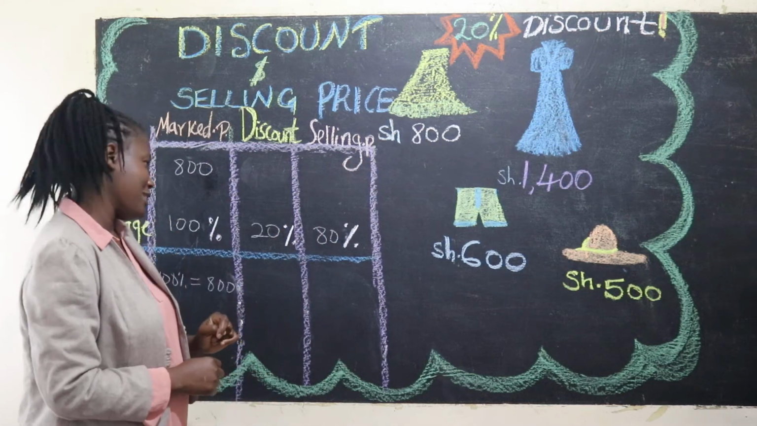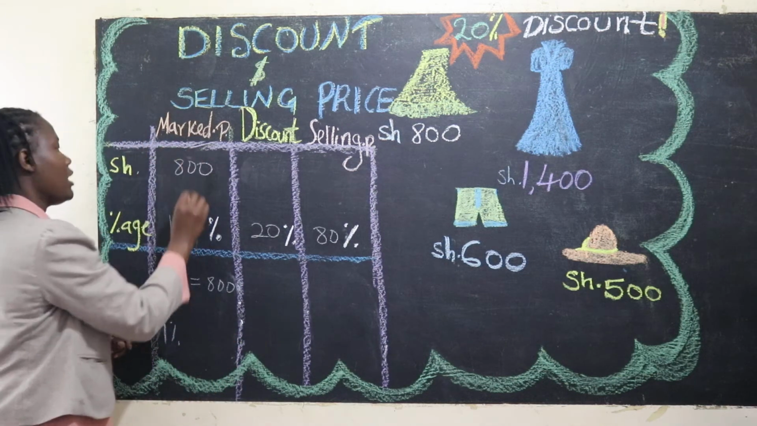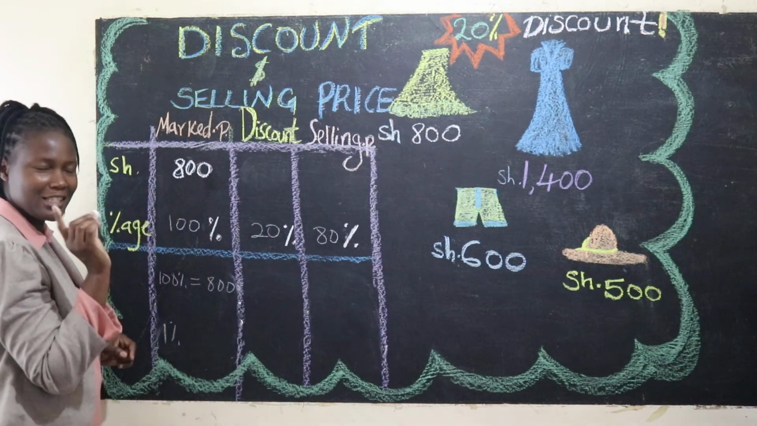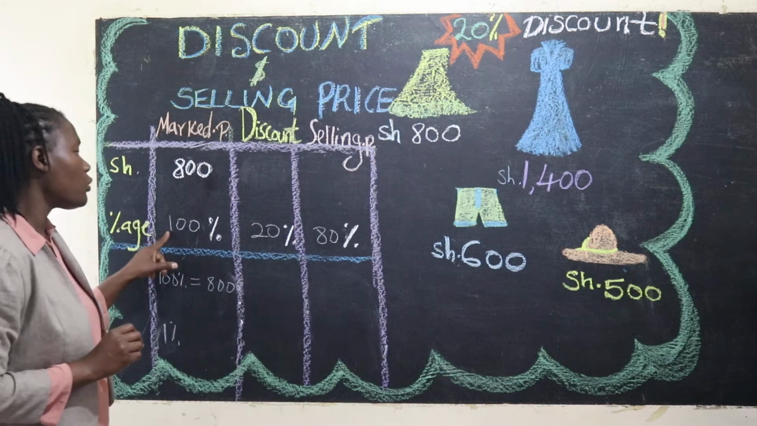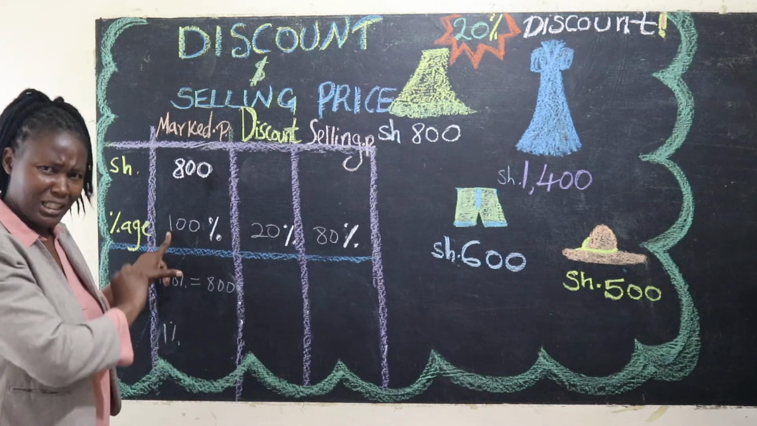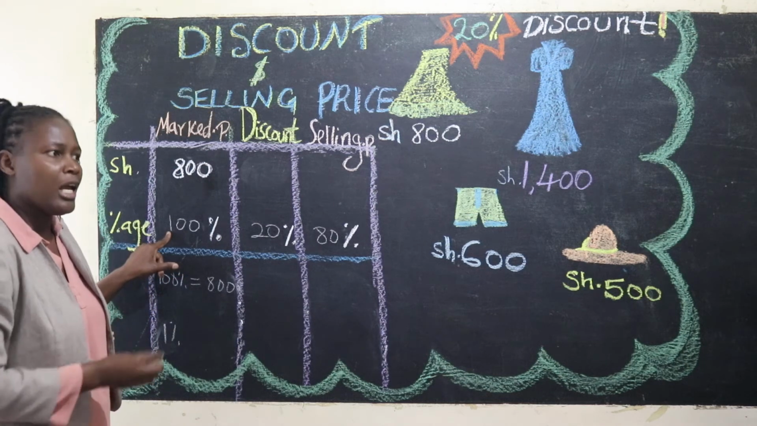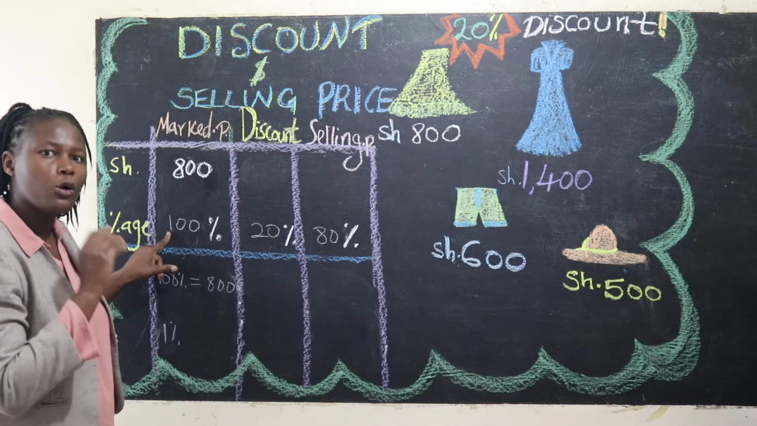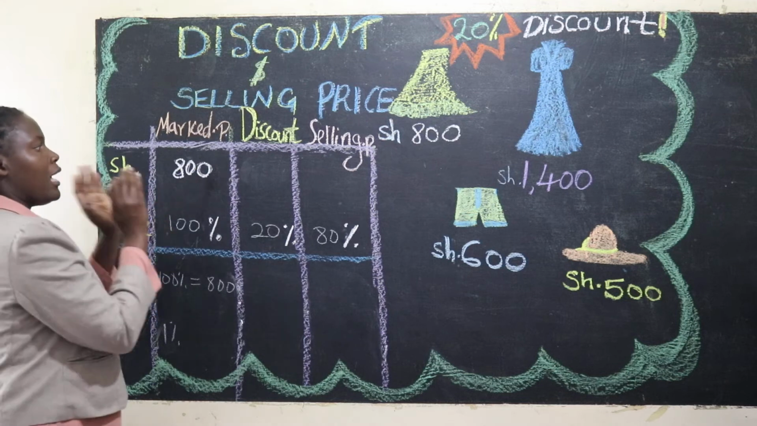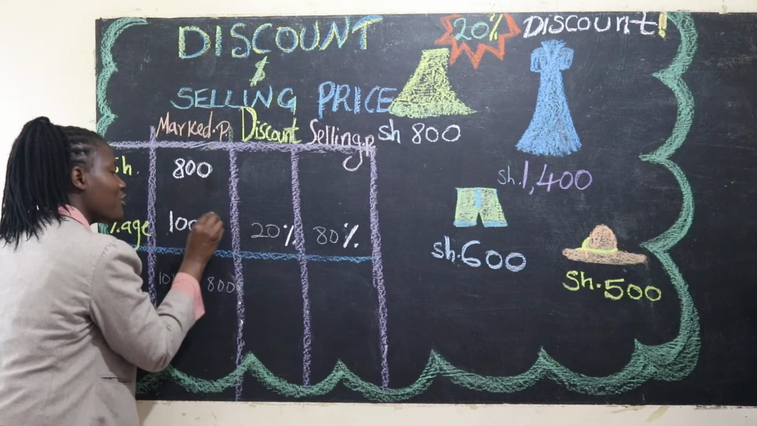Let's calculate and see. So, we see that the marked price was 800 shillings. And that is always equal to 100%. And percentage is just a special fraction, which means 100 over 100. And we always use percent to compare fraction to whole numbers. So here, 800 shillings is equal to 100%.